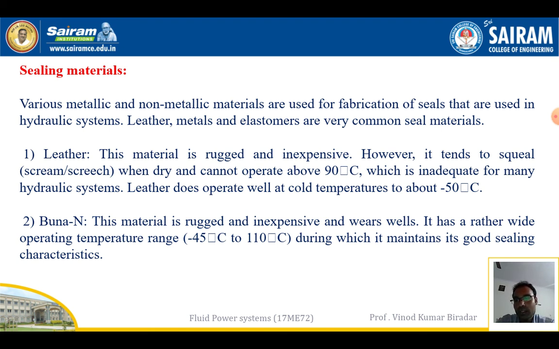Buna-N is also a type of seal material. This material is rugged, inexpensive and wears very well. It has a rather wide operating temperature range, between minus 45 degrees centigrade and 110 degrees centigrade.